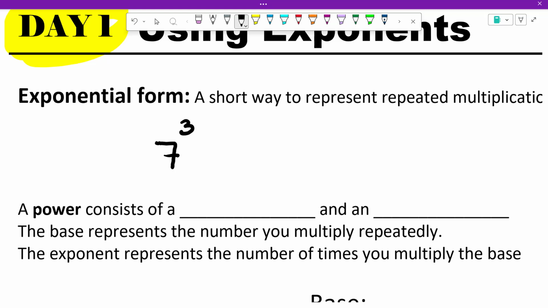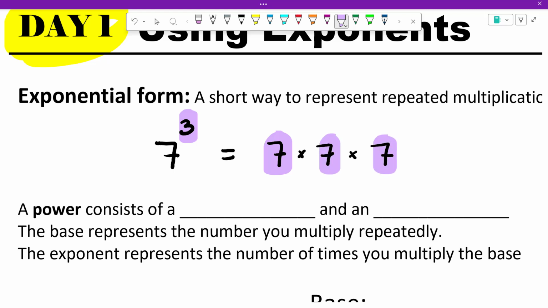What does that mean? What do you remember from last year? Maddie? 7 times 7 times 7. Yeah. It says, hey, this top number says repeat this 3 times over. Okay? So that's all that means. It means this calculation. Right? This number tells you how many times to repeat the other one.